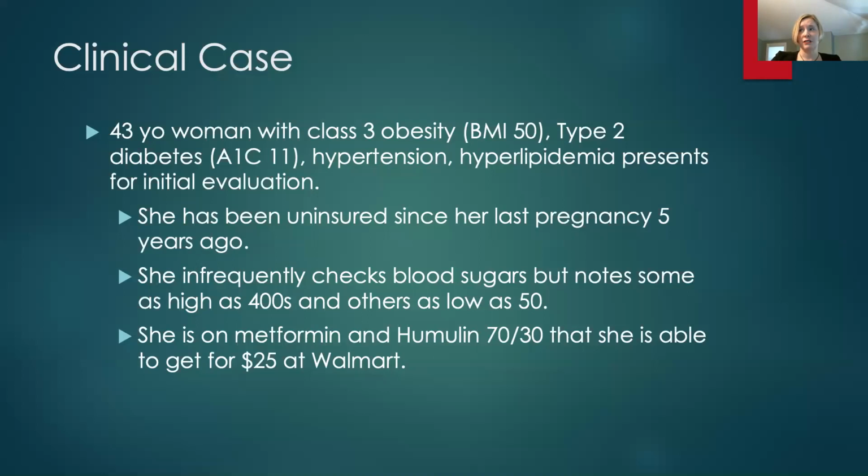So to put this all in a clinical context, I'd like you to think about a clinical case, which is probably quite familiar to many of you in your clinical practice, as we continue through this discussion. And we will return to this case as we talk about the framework for incorporating social care into healthcare at the end of the talk. So this is a 43-year-old woman with class 3 obesity, type 2 diabetes, hypertension, hyperlipidemia, who presents for initial evaluation. She's been uninsured since her last pregnancy 5 years ago. She infrequently checks her blood sugars, but notes that some are as high as the 400s and others are as low as 50. And she's on metformin and a mixed Humulin 70/30 insulin that she is able to get for $25 at Walmart.